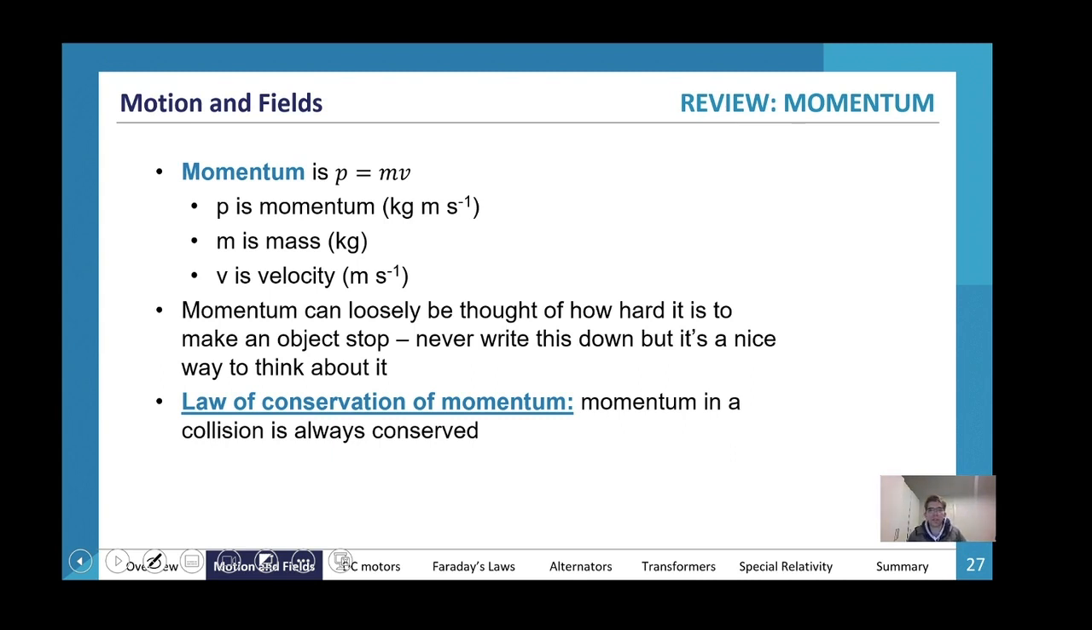We never write this down, but it's a nice way to think about it. It's a more structured way to think about it. It's more intuitive, basically. The law of conservation of energy states that momentum in a collision is always conserved.